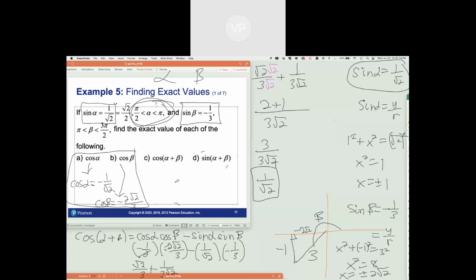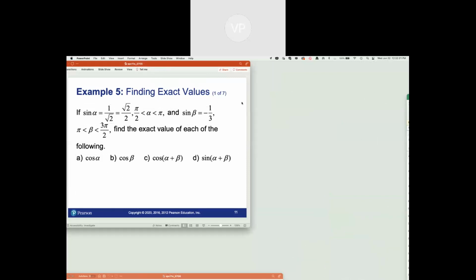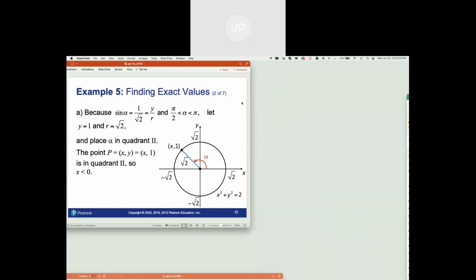Okay, so let's look at what we get in the rest of this problem here. Now, they went to the unit circle. I'm doing that right triangle approach. Remember, you can do either or. As long as you get the x, y, and the r, you get all 3 values, then you're okay.